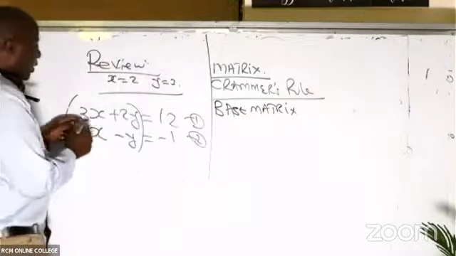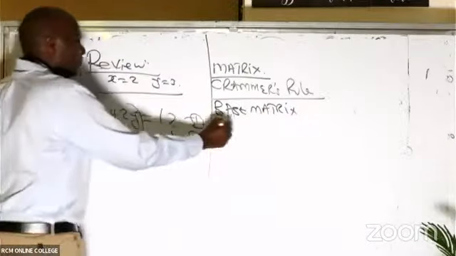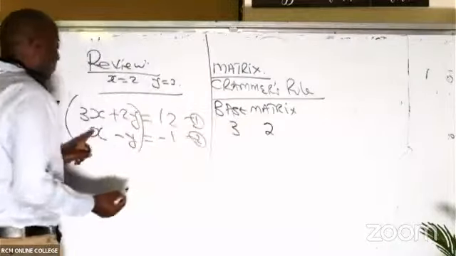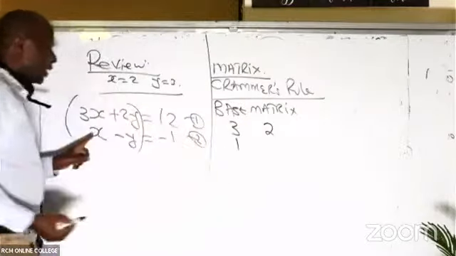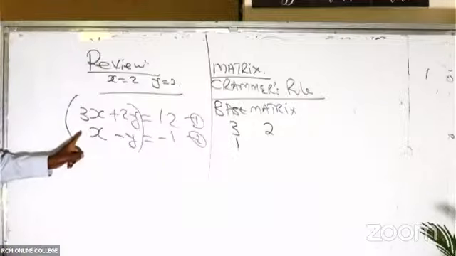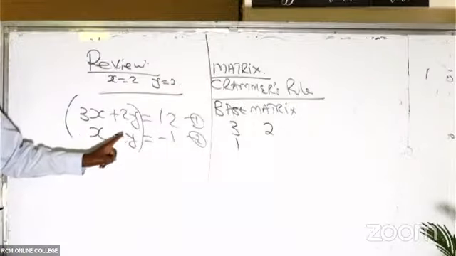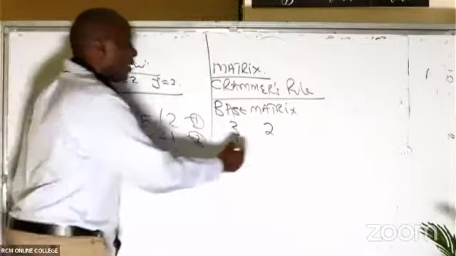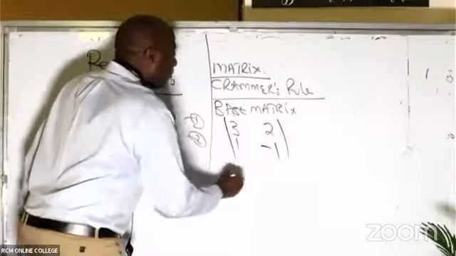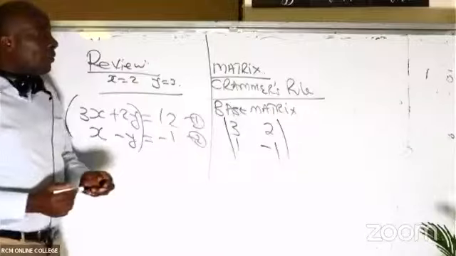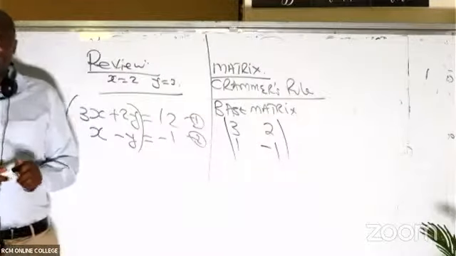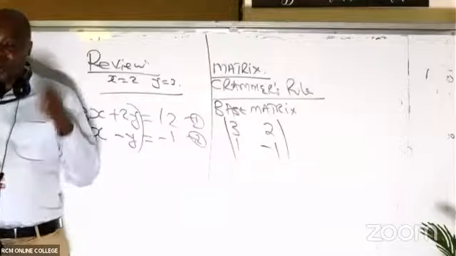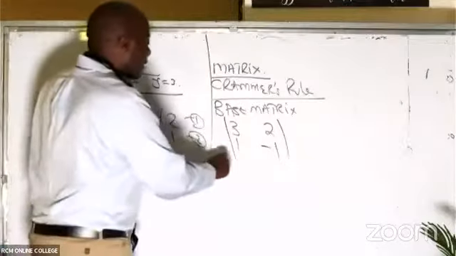So the base matrix here will be: the number before x is 3, the number before y is 2, the number before x in the second equation is 1, you see there is a silent 1. And here, if you're not keen, you will get a 0. In this case, you will talk of minus 1. Remember very well that once you've identified the base matrix, the next thing is to give us the determinant of the base. So go ahead and give us the determinant of the base.